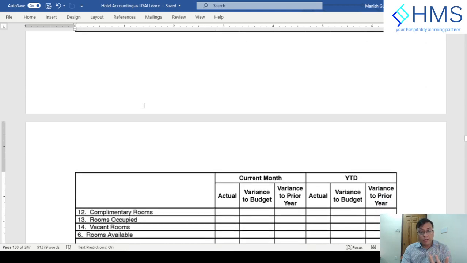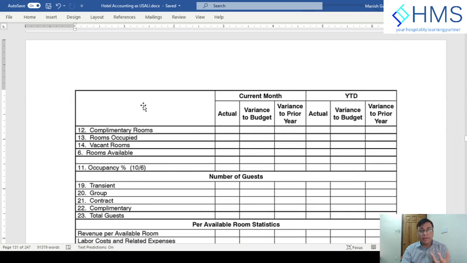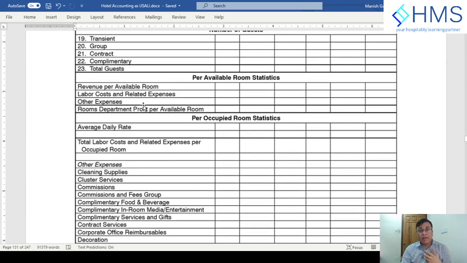Then you will also have the occupied rooms and vacant rooms. In vacant rooms, you can also split how many are out of order, how many are closed, out of discretionary, and the other way. Then you have the number of guests by the groups: the transient, the group, the contract, the complimentary, and the total guests. And then the per available room.